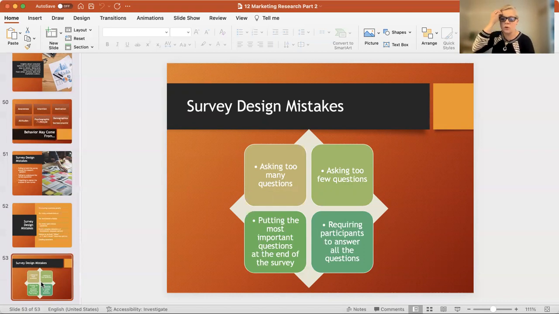Putting most of the important questions at the end. I say important, I meant personal, of course. You want to get your important questions up there. You just want your personal questions to be at the end. Another mistake is requiring participants to answer all the questions. You need to allow them to opt out.